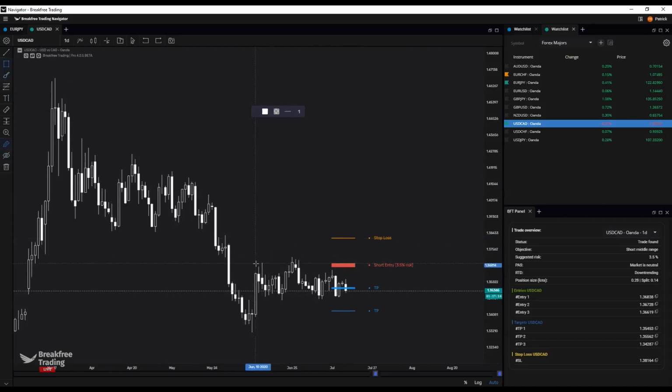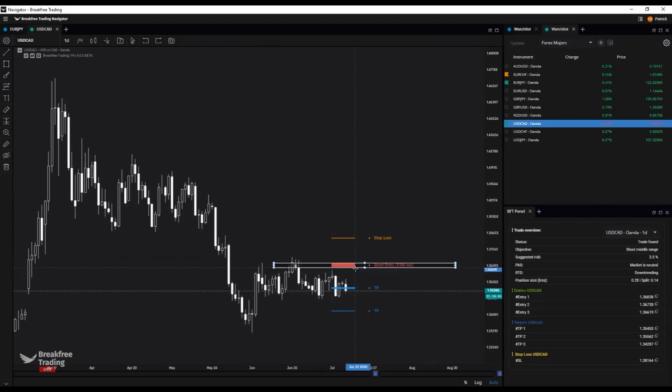USDCAD. This one didn't quite hit it, so this could probably play out one more time. I doubt it'll come back up here, but you never know, right? This is a bit subjective, because sometimes these levels aren't just one line. Sometimes they're a little bigger, a little smaller. But we can see a rejection here.